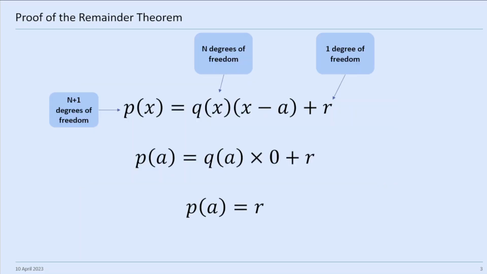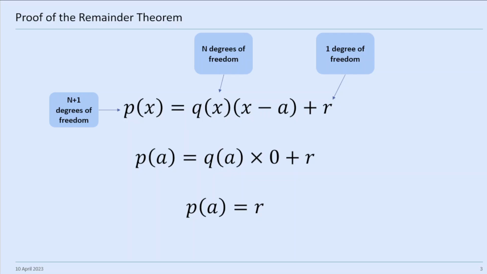The way we proved it was to say that every polynomial p of x can be written as q of x times x minus a plus r, the remainder. Every polynomial can be written in that form, where p of x is of degree n, q of x is of degree n minus 1, and r is a constant. And the point then is, if you substitute in x as a, the term q of x times x minus a disappears to 0, so you get p of a equals r. p of a is the remainder. So that's kind of how the proof happens.